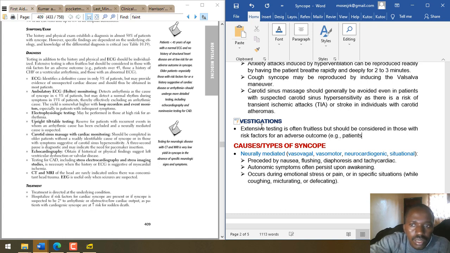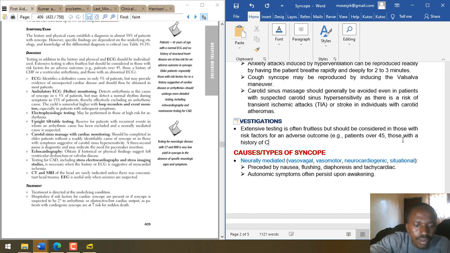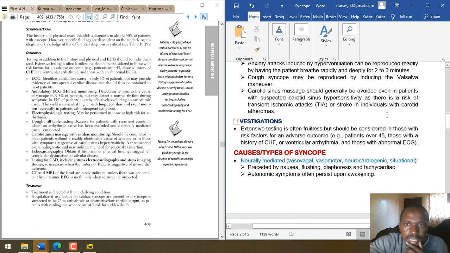over 45, those with a history of congestive heart failure or ventricular arrhythmia. How much time has gone? One, no, okay, fine, we're still on track. Arrhythmia and those with abnormal ECG. Okay, so excessive testing is often fruitless, so it's pointless to investigate them unless there's an underlying cause.